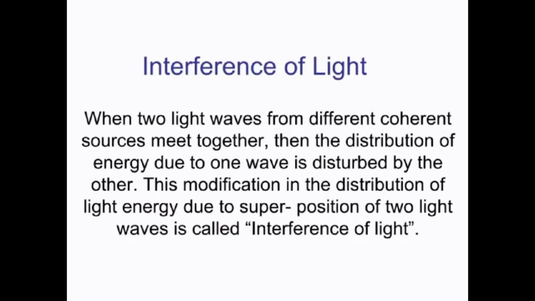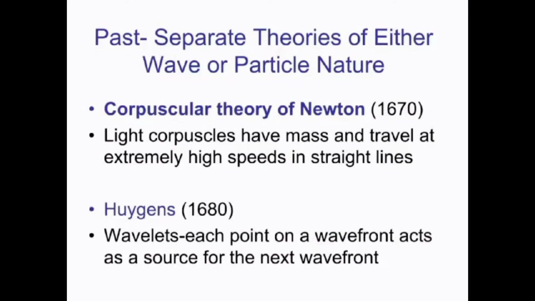Interference of light. When two light waves from different coherent sources meet together, the distribution of energy due to one wave is disturbed by the other. This modification, the superposition of two light waves, is called interference of light. And there are separate theories of either wave or particle nature.